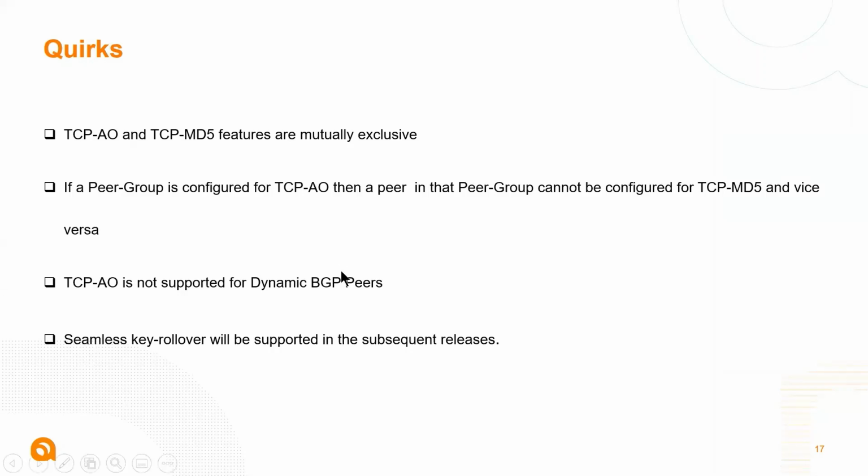TCP AO is not supported for dynamic BGP peers. The seamless key rollover feature will be supported only in subsequent releases.